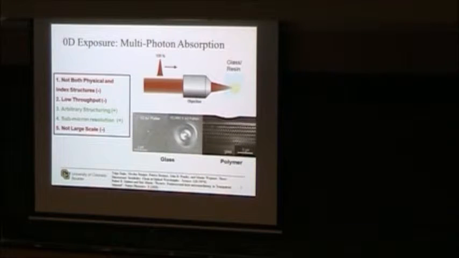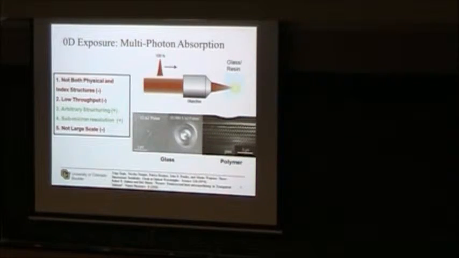So the first technique I'm going to talk about is multi-photon absorption. In this technique, you take a femtosecond laser and you focus it in a material with a high numerical aperture objective. Since it's multi-photon absorption, you restrict out-of-focus exposure, localizing your event just to the focus. And so in glass, you create an index change, shown right here, or in polymer, you create a binary structure, in this case, a woodpile.